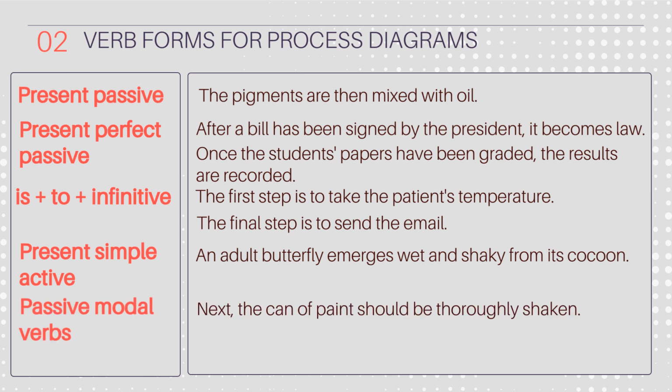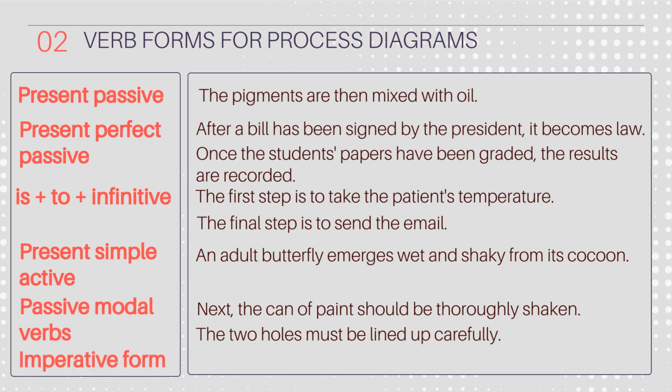Passive modal verbs, for example. Next, the can of paint should be thoroughly shaken. The two holes must be lined up carefully. In a response to a how-to process, how to paint a room, how to change the oil in your car, etc. Imperative command form. For instance, first, break the eggs in a bowl and then add milk. Can also be used in responses to how-to processes.